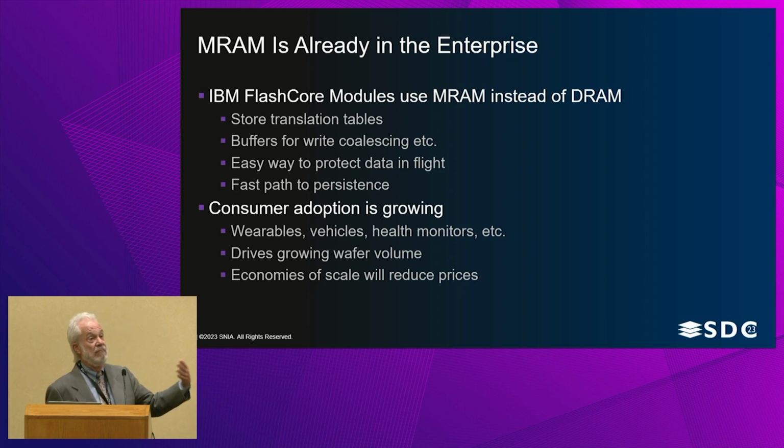But also, we're seeing increasing consumer adoption of MRAM in things like medical applications and vehicles, health monitors, that kind of stuff. So that's going to cause the number of wafers that have MRAM on them to grow at a pretty substantial rate. That's going to drive down the costs because scale is huge in the semiconductor market. The more wafers you make, the cheaper they are to make. And that was one of the things that stood very much in the way of Optane ever being able to become profitable.